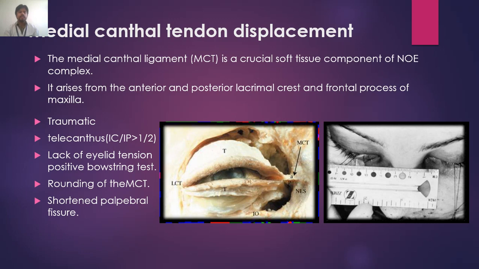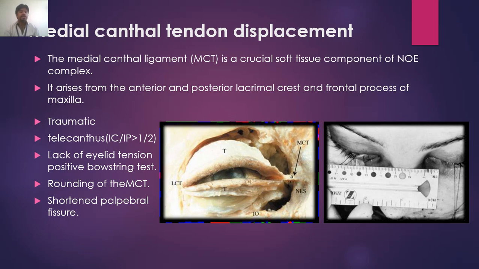Medial canthal tendon displacement. In the first picture you can see the normal anatomical position of the medial canthal ligament. The medial canthal ligament is a crucial soft tissue component of the NOE complex. It arises from the anterior and posterior lacrimal crest in the frontal process of the maxilla. In traumatic telecanthus, the intercanthal to interpupillary ratio can become greater than half.